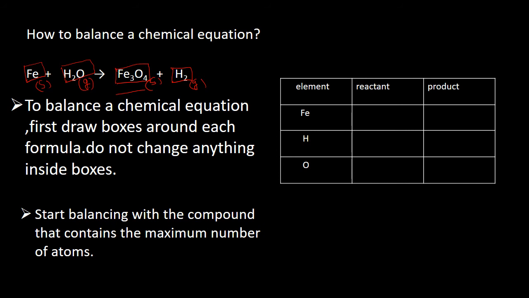So let us see how to do this. First, you have to draw boxes. Then you have to start balancing with the compound that contains the maximum number of atoms. So let us write. At the beginning you have to do it like this. After practicing, you can do it very easily without drawing columns. So which elements are involved?